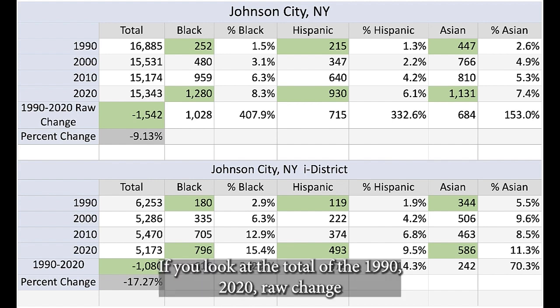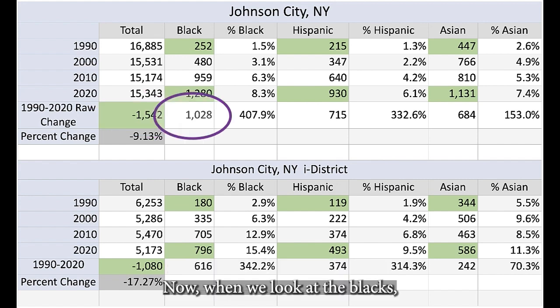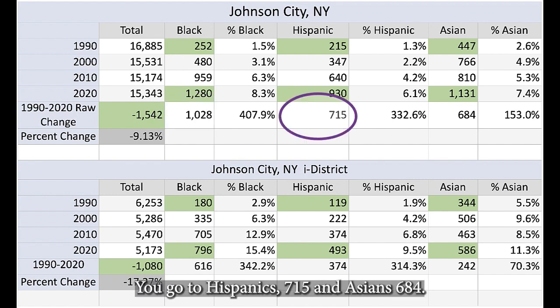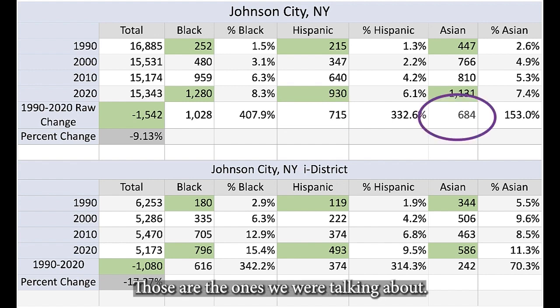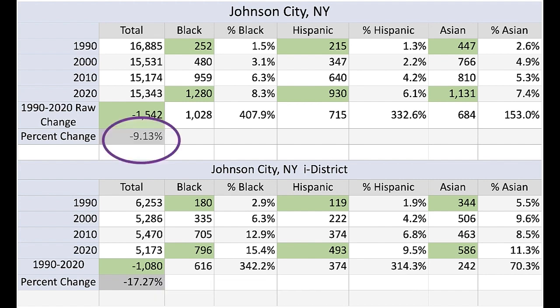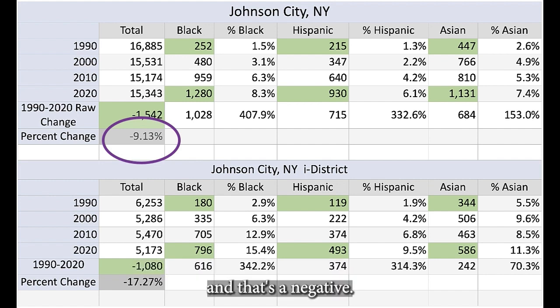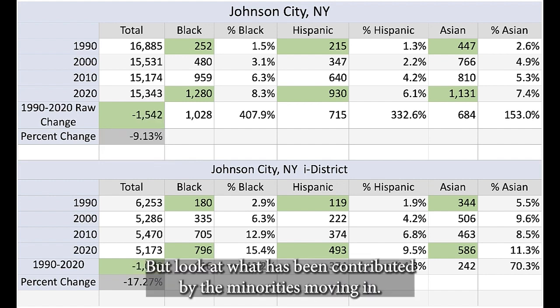If you look at the total of the 1990-2020 raw change, there is a loss of a little more than 1,500 population. Now when we look at the blacks, we see a gain of 1,028. You go to Hispanic, 715, and Asian, 684. Those are the ones we were talking about. They're helping hold the population. Now, the truth is the percentage change is a little better than 9%, and that's a negative. But look at what has been contributed by the minorities moving in.